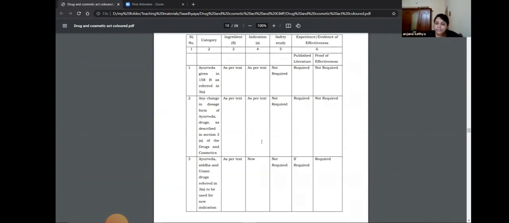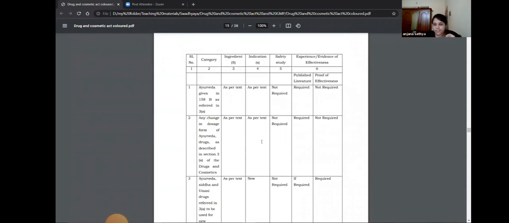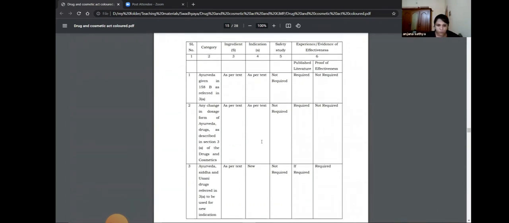Then, if we make any change in the dosage form of the Ayurveda text, there are certain differences. If the ingredients are as per the text or the indication is as per the text, a safety study is not required, but published literature is required. And proof of effectiveness is not required.